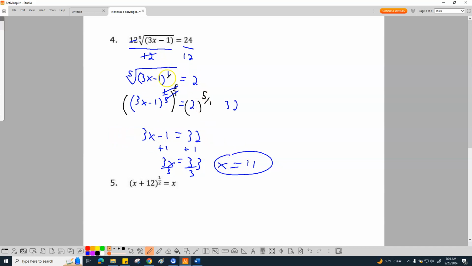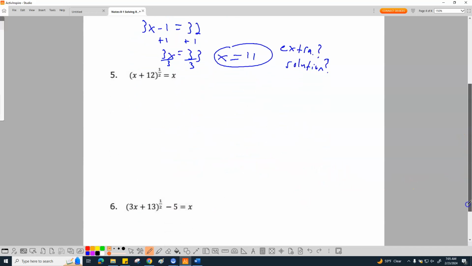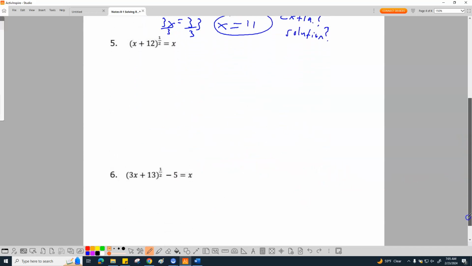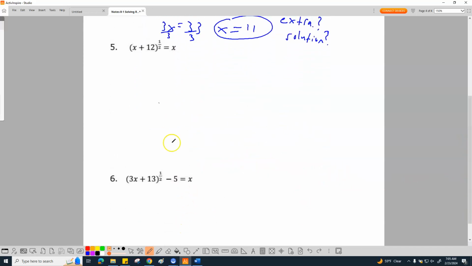You should be able to do this part from here on without my help. x equals 11. You have to plug this back in and check if it's an extraneous solution. So you can tell me, is this extraneous? Or is it a solution? Which one is it? You tell me. All right, now I'm going to go ahead and move into example 5.